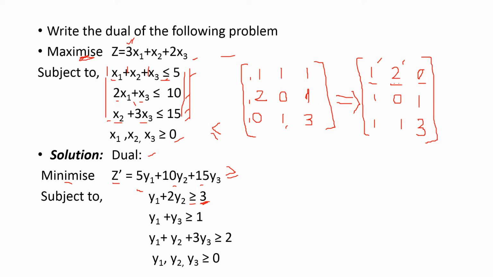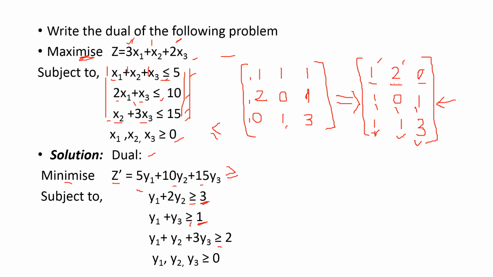And then come to the second one, this 1, 0, 1, right? So y1 it is 1, no y2, and y3 it is again 1. And the constant you have to take from the objective function, second coefficient, it is 1. So y1 plus y3 greater than or equal to 1, here less than, and it is to be reversed. And the third one is 1, 1 and 3. So y1 plus y2 plus 3y3 greater than or equal to 2, the coefficient of x3.